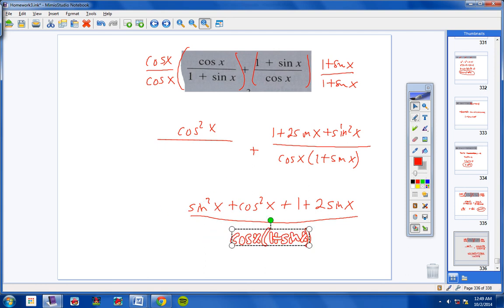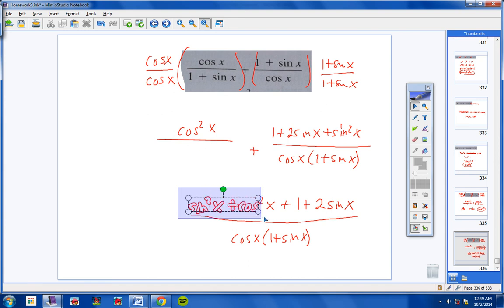Okay, now look at this, students. I have sine squared plus cosine squared right here. So I'm going to get rid of that. I'm going to put a 1 there. Okay, now I have 1 plus 1, so I'm going to get rid of that. I'm going to put a 2.